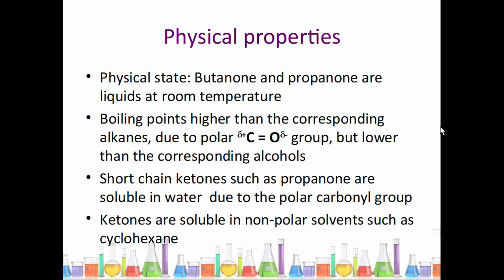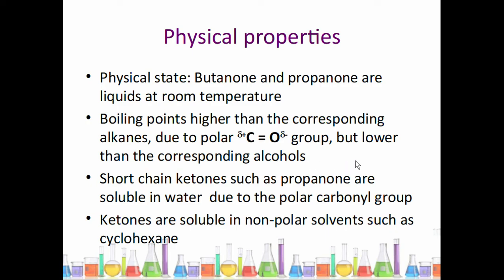Physical properties. Butanone and propanone are liquids at room temperature. Their boiling points are higher than corresponding alkanes, but lower than corresponding alcohols, all for the same reasons as the aldehyde group. Higher than alkanes because of the polarity of the carbonyl group, lower than alcohols because of the hydrogen bonding possible with the hydroxyl group in the alcohols.